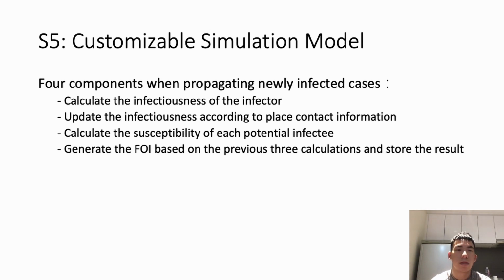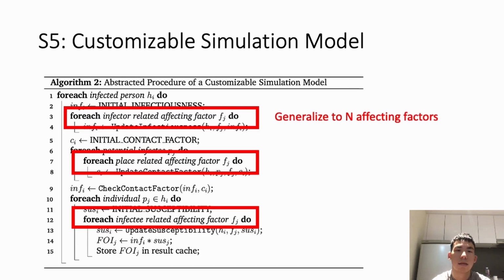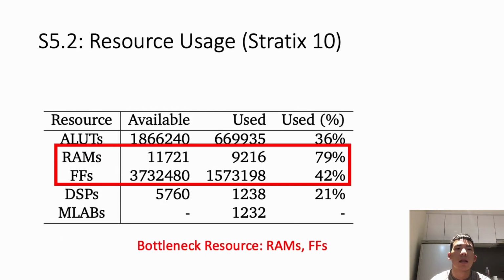Finally, it comes to our fifth solution, which is that we can provide a customizable simulation model for parametric resource estimation. It can be generalized from the model that there are 4 main components when propagating newly infected cases, as shown below. Then we can basically adapt our data structures to generalize the number of affecting factors of each component to a variable n. We have compiled this more generalized design on a bigger hardware called Stratix 10.